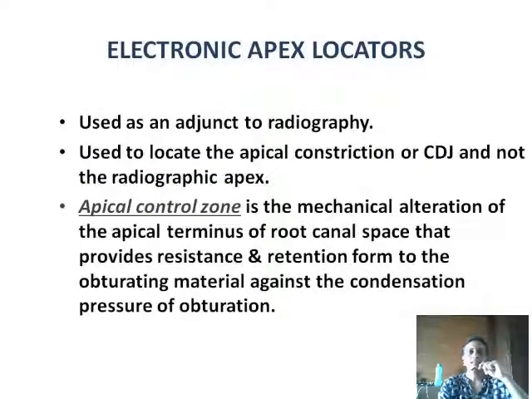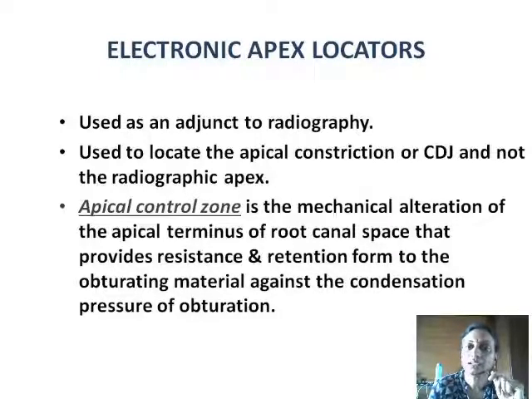Electronic apex locators are used as an adjunct to radiography and they are used to locate the apical constriction or the cemento-dentinal junction. And it is not the radiographic apex which they are locating.